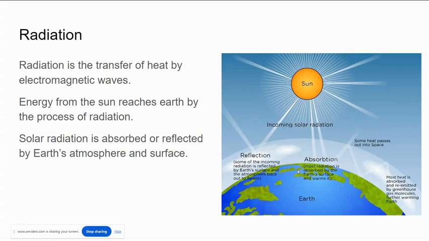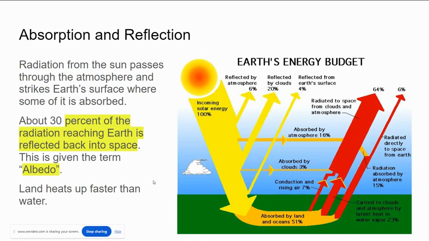That's the greenhouse effect. So solar radiation is absorbed or reflected by Earth's atmosphere and surface. And then as it's absorbed, it turns into infrared. So this talks about absorption and reflection. Do you know the difference between those terms? Absorption means to absorb it, right? Collect it. Radiation from the sun passes through the atmosphere, strikes the Earth's surface where some of it is absorbed.